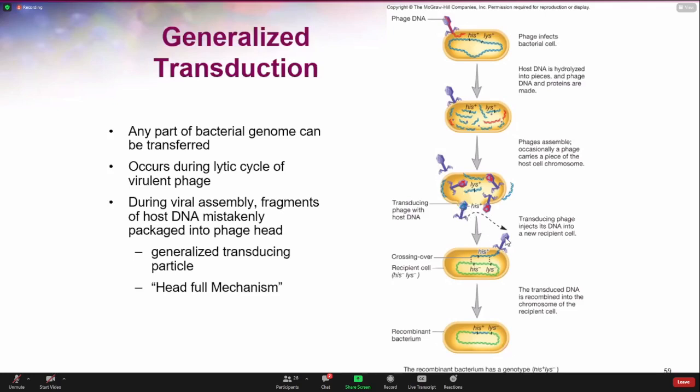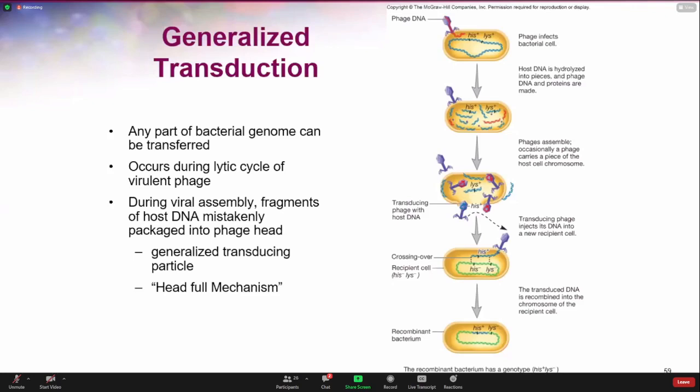instead of its own genome. And when this virion goes on and infects the next cell, it's going to inject into it not the viral DNA, but rather the bacterial DNA. And if it's useful, the bacterium will use homologous recombination to insert it in its own genome and keep it that way.